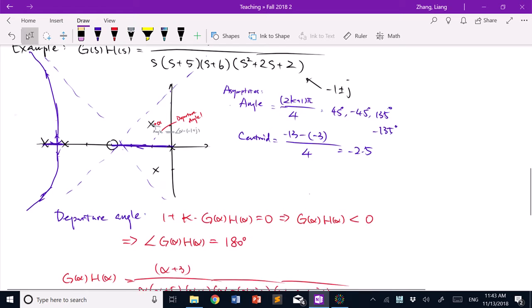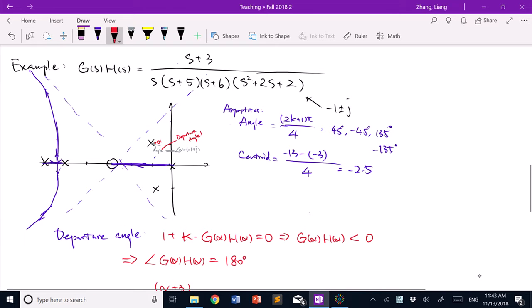We figured out the sections on the real axis. From the origin to the zero at -3 is one complete branch, and the two branches between these two open loop poles, -5 and -6, merge and break away, and eventually the breakaway branches will approach the asymptotes.